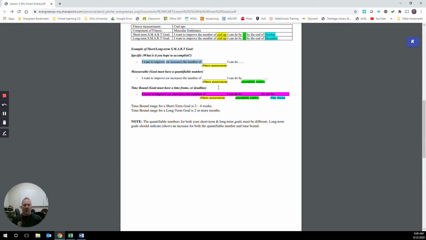Now we need to make sure that our goal is measurable, that it has a number, a quantifiable number that we can measure.